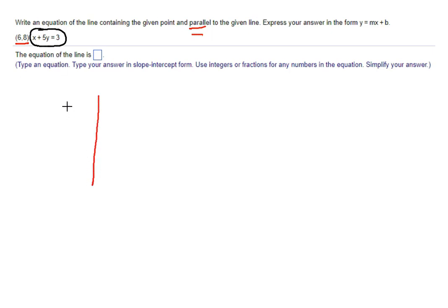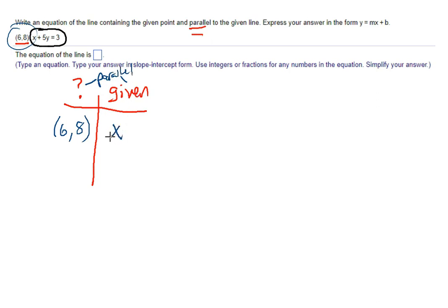What I like to do is make a chart to separate the information. There's the line that I'm looking for the equation of, put a question mark there because I don't know what it is, and there's the line that I'm given the equation of. For the line I'm looking for, what do I know? It contains the point (6, 8), and it's parallel to the line that I'm given the equation of. For the given line, I have the equation x plus 5y equals 3.